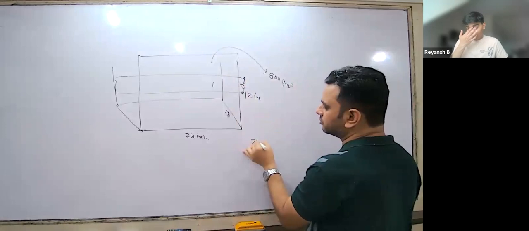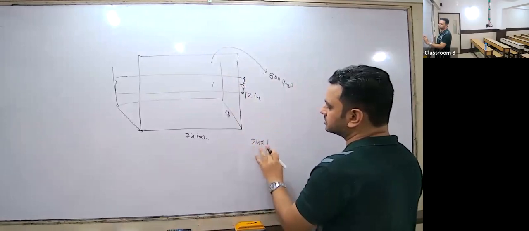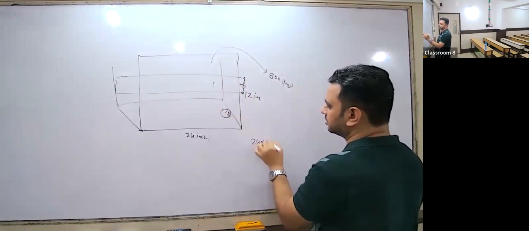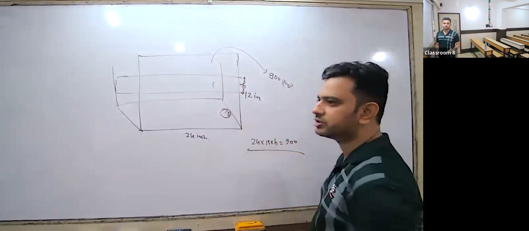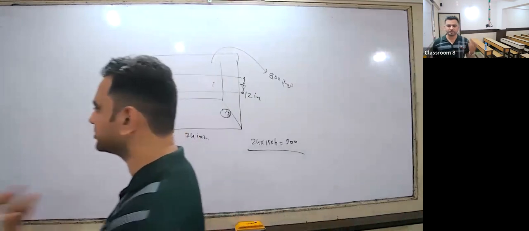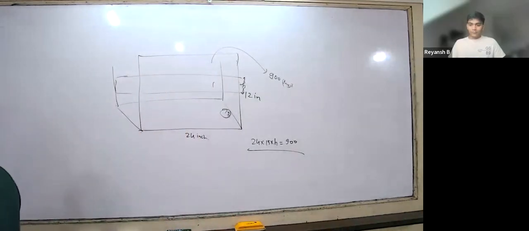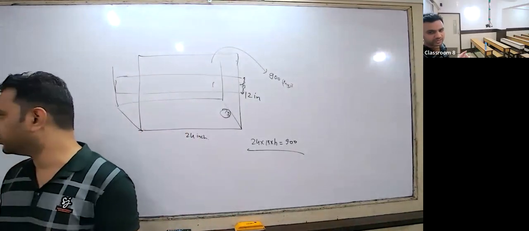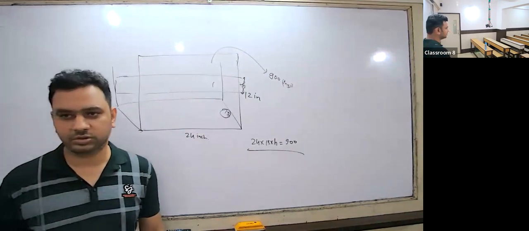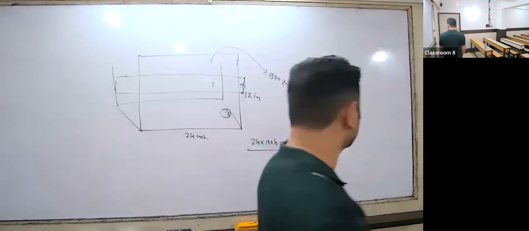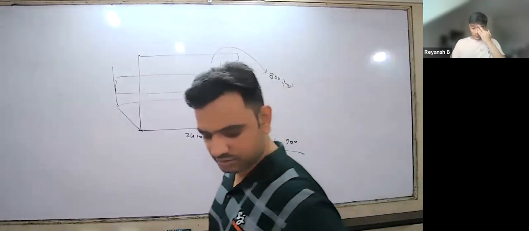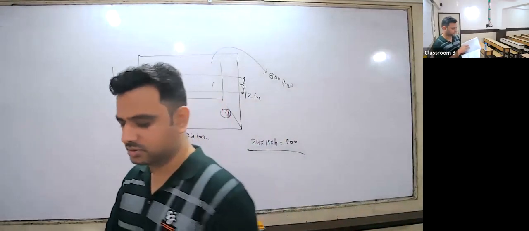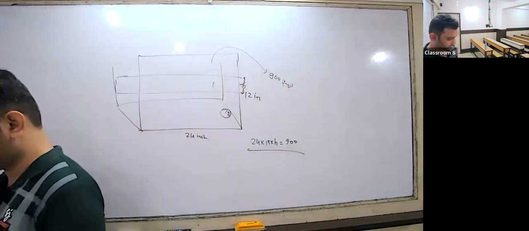So L is 24. B is 15. H we want. That should be equal to 900. Okay. No need to find the total area. I did that. If you got on that volume, that is removed actually. It has some height. I got 2.5. 2.5. Correct. Got it? Yeah.